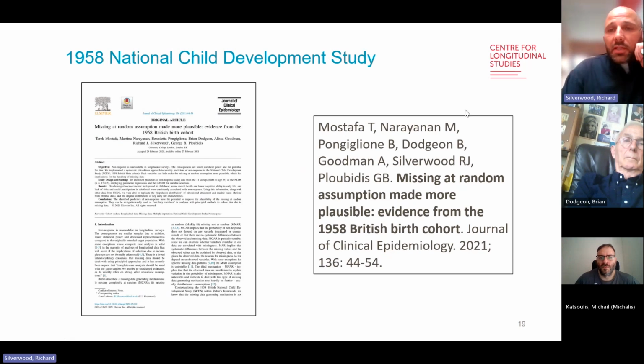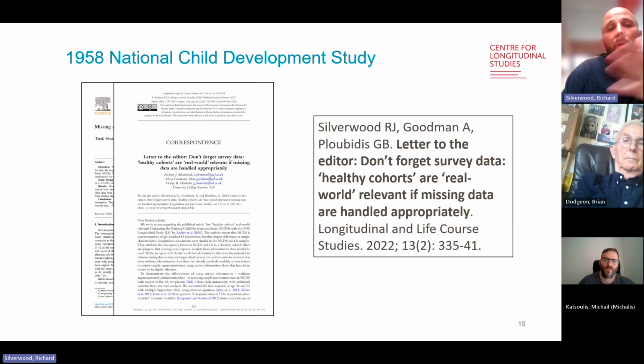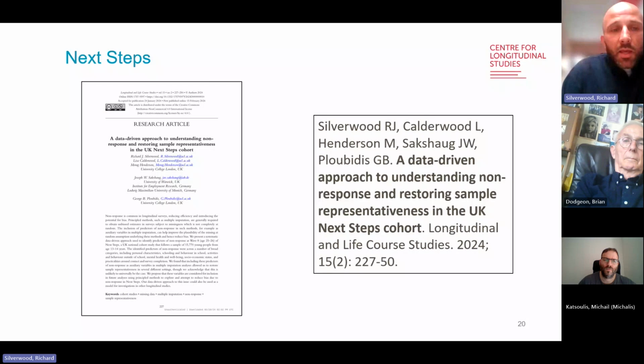As I say, we've been rolling this missing data strategy out across our cohorts at CLS, and this is just to show a few publications resulting from that. This is a paper in the Journal of Clinical Epidemiology looking at the application of this missing data strategy in the 1958 cohort, NCDS. This is some additional work in a letter in Longitudinal and Life Course Studies. In Next Steps, we've recently published some work, again rolling out a similar strategy for identifying important predictors of non-response and demonstrating how these can be used in subsequent analyses.